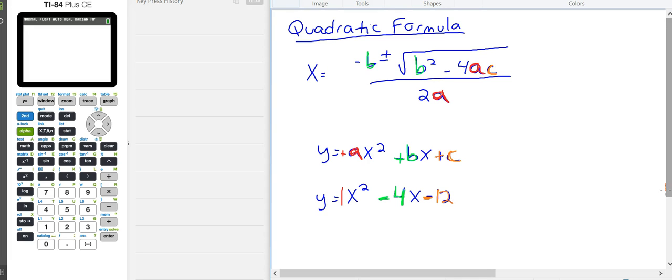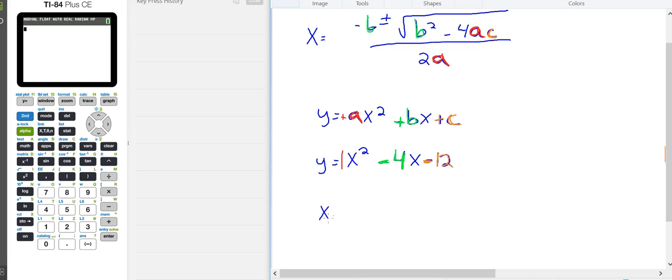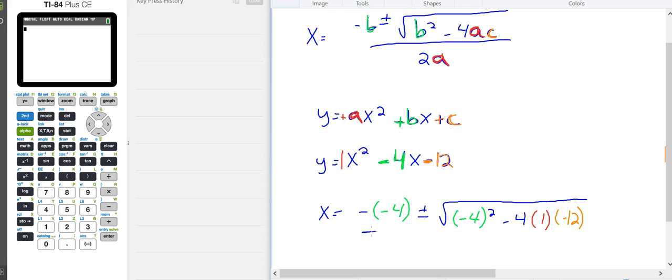Let's plug into our formula. X is equal to negative whatever our b is. Our b is negative 4. So negative negative 4 plus or minus the square root of b, which is negative 4, squared minus 4 times a, which in this case is 1, times c, which in this case is negative 12. And that whole thing is over 2 times a, and a in this case is positive 1.